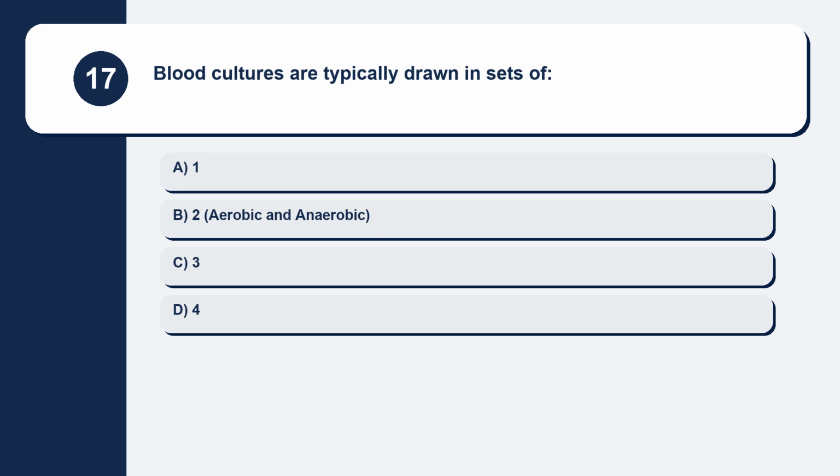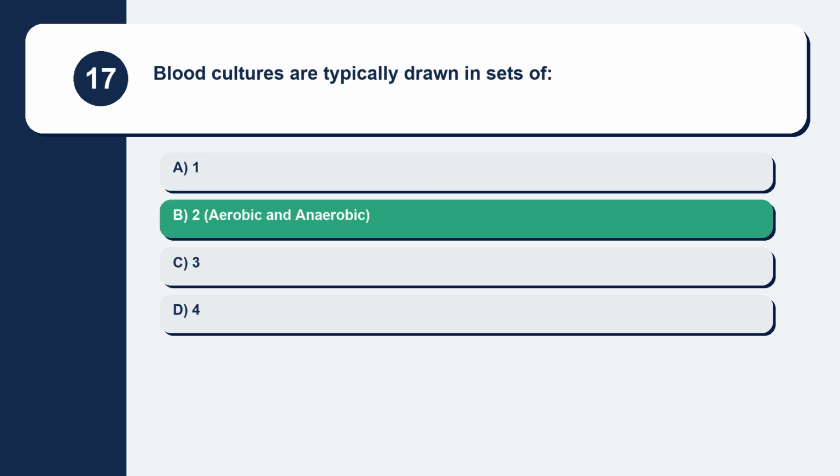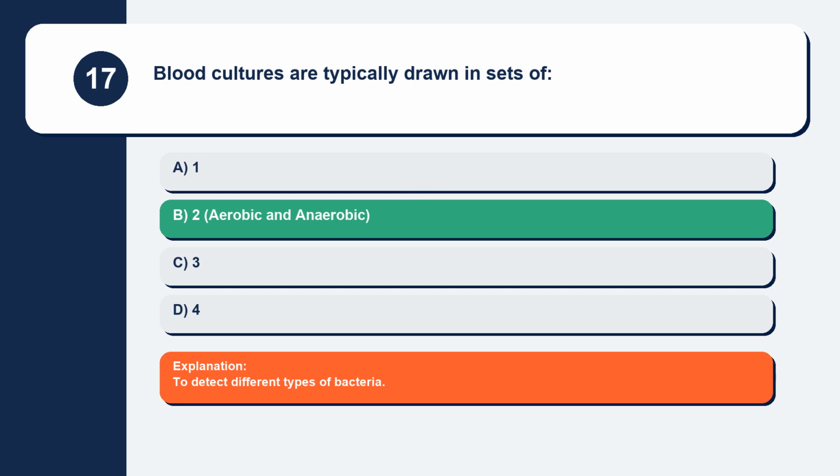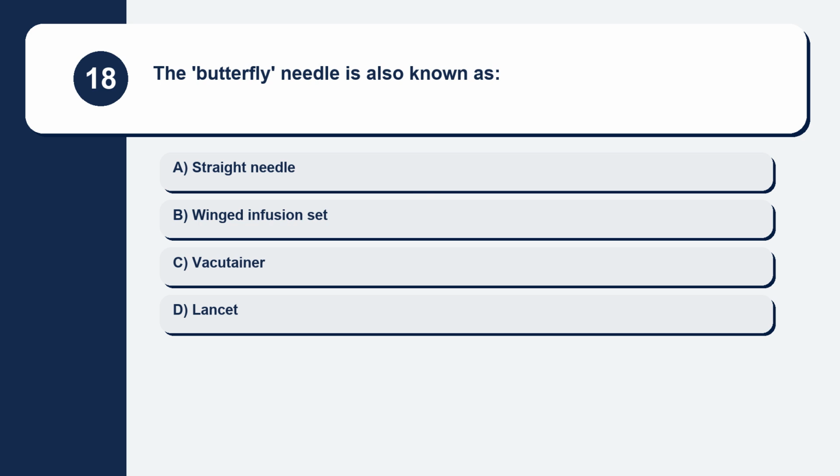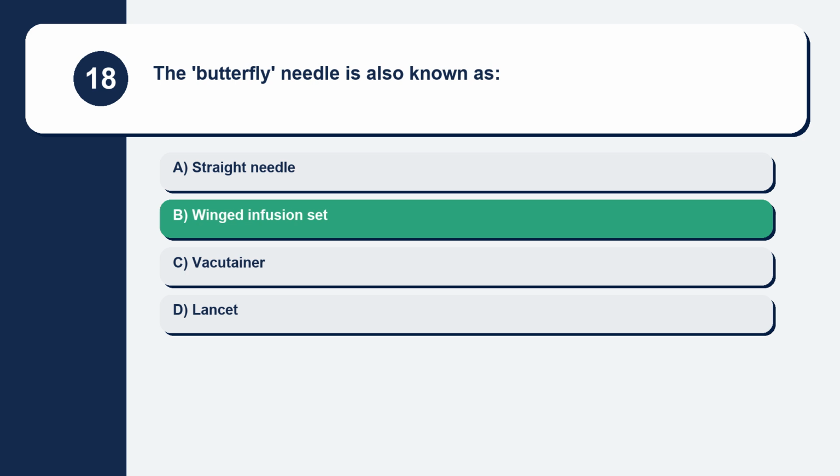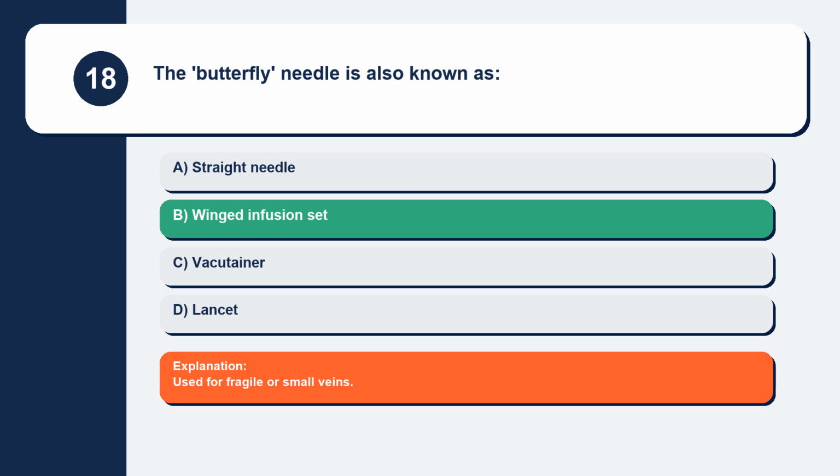Question 17. Blood cultures are typically drawn in sets of 1, 2 aerobic and anaerobic, 3, 4. To detect different types of bacteria. Question 18. The butterfly needle is also known as straight needle, winged infusion set, vacutainer, lancet. Used for fragile or small veins.